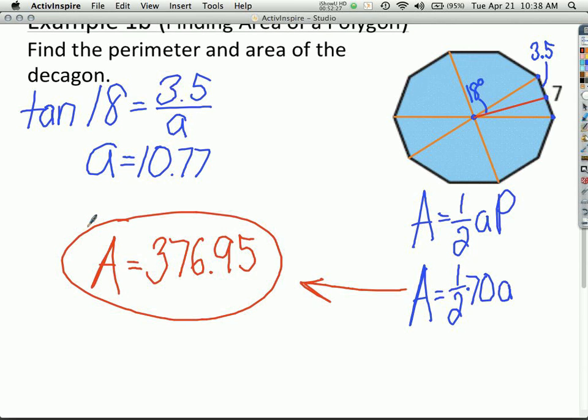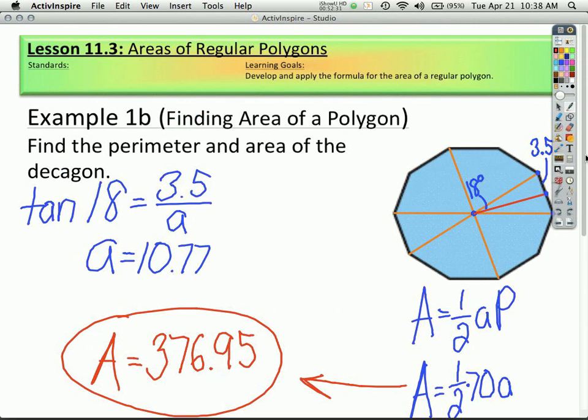Good, so from this point forward, we're going to move a little bit faster. Anyone have any questions on parts A or B? Good.